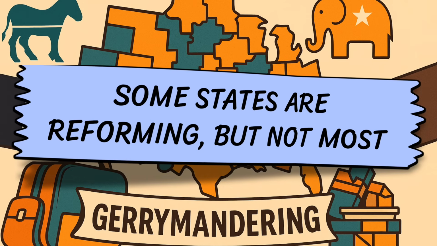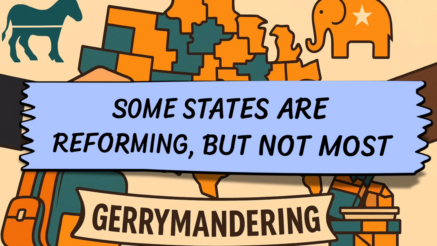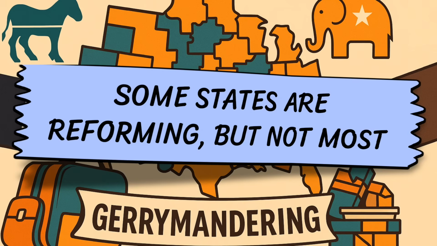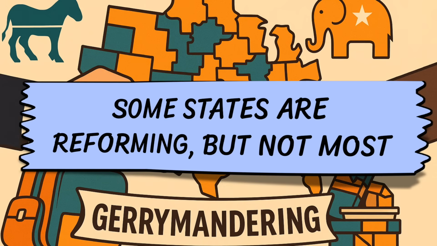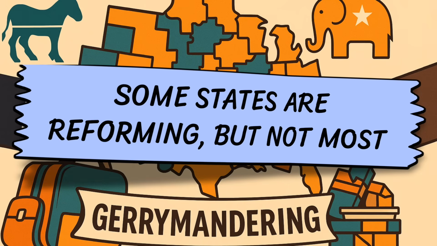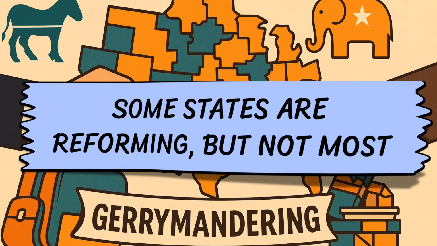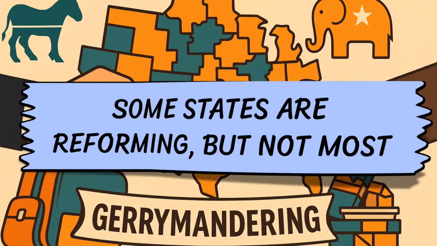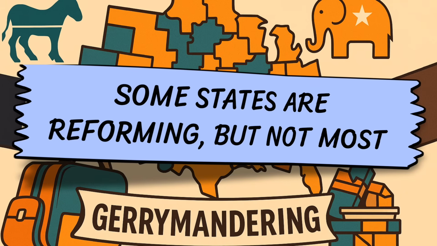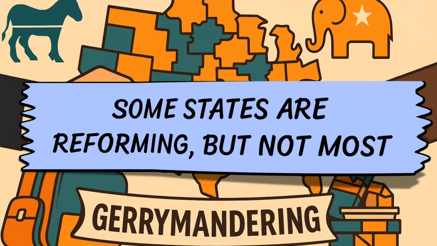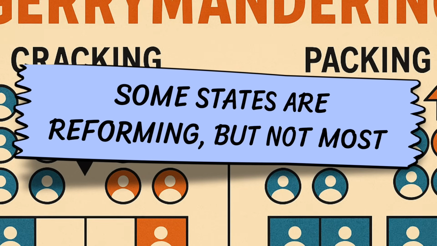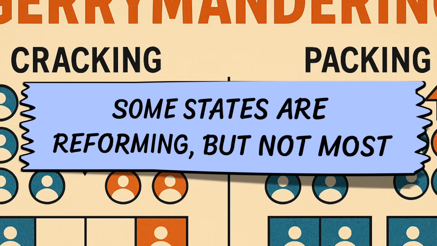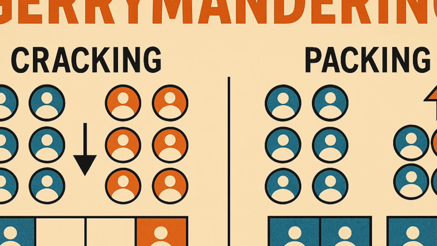Some states have taken steps to fight back. Independent commissions have been created in places like California, Arizona, and Michigan. These nonpartisan bodies are tasked with drawing fair maps based on geographic and community considerations rather than partisan advantage. The results have generally been more competitive and representative districts. However, such reforms are not universal, and in many states, the party in power still controls the process.